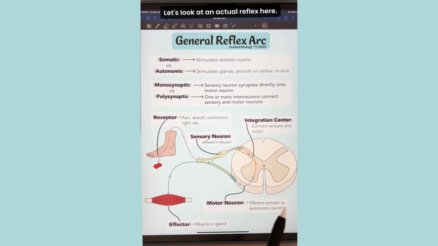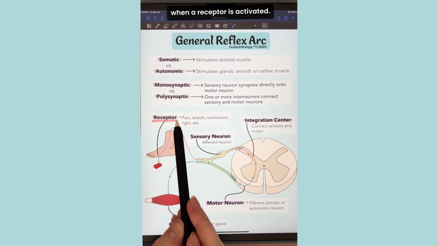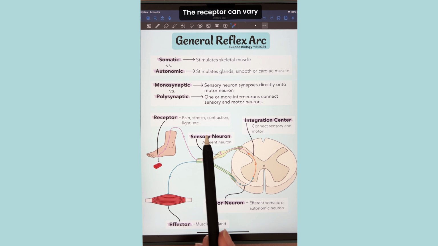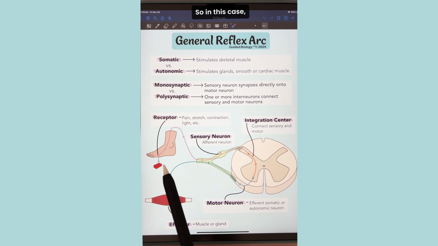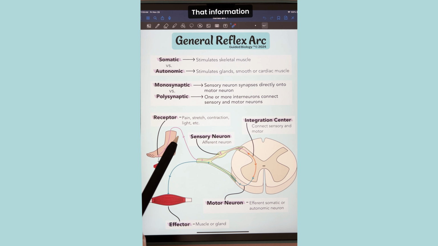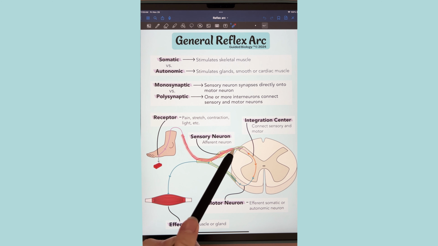All right, let's look at an actual reflex here. So reflexes are initiated when a receptor is activated. The receptor can vary depending on what the reflex is. In this case, the pain of stepping on a toy will stimulate pain receptors in the foot. That will cause an action potential to be sent through our sensory neuron. That information will travel afferent, meaning towards the spinal cord.